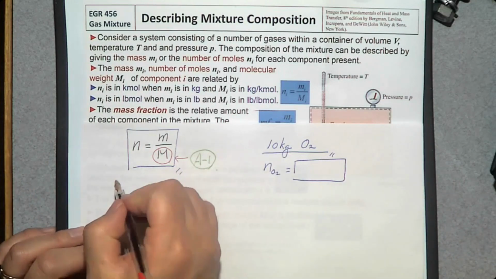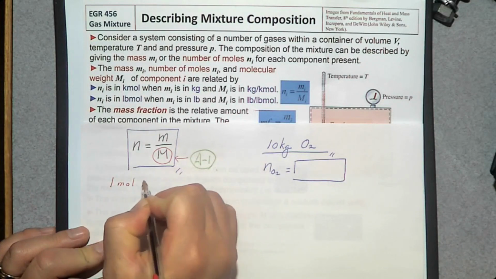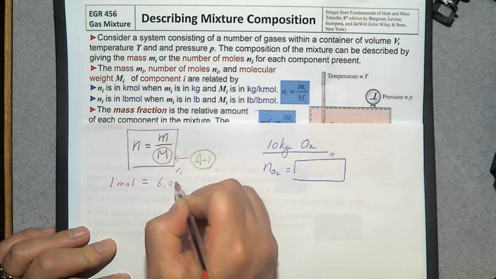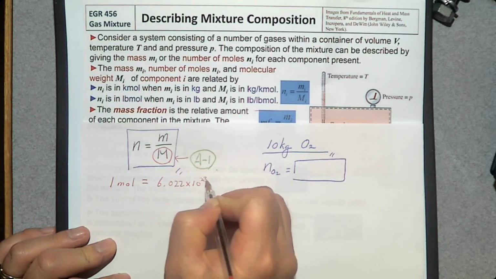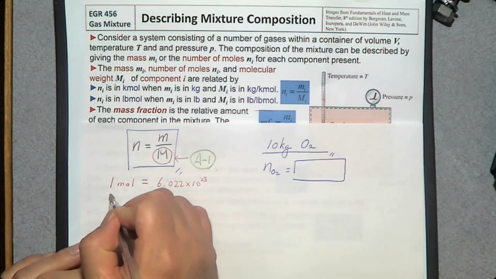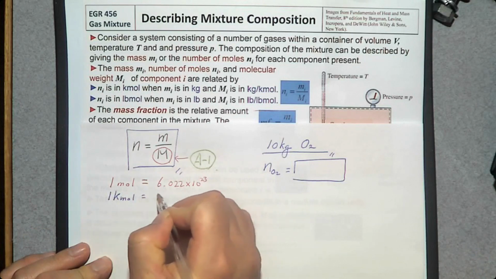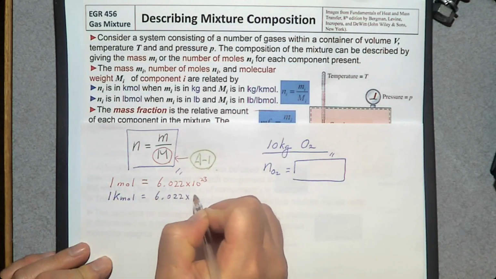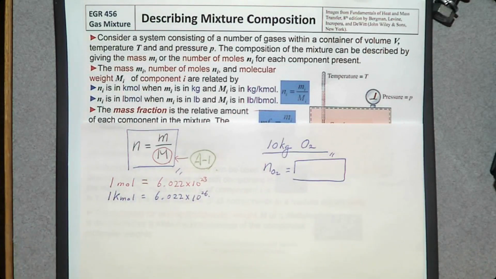By the way, one mole means when you have 6.022 times 10 to the 23 molecules in a system. That is one mole. If you have 1 kilomole, that means you have 6.022 times 10 to the 26. So if you have this many molecules in the system, that is 1 kilomole. So if you have 10 kilograms of oxygen, you can use this equation to determine how many kilomoles of oxygen are in your system.